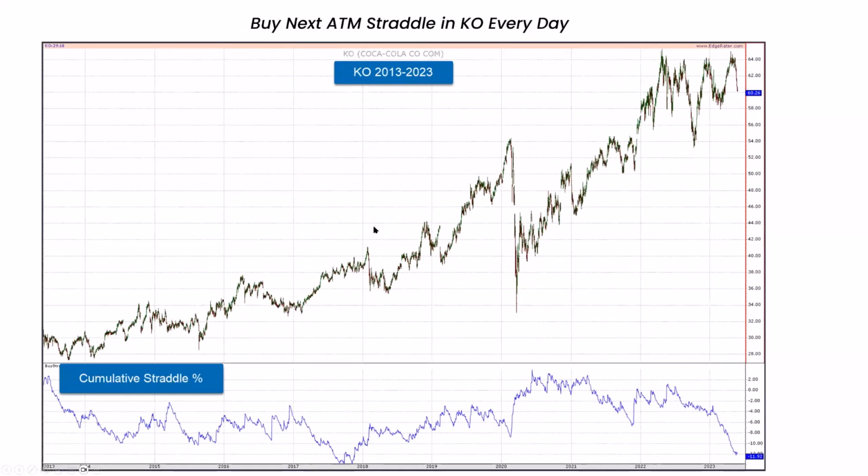And then Coca-Cola, this is your in-between. This has been going up and down. And you can see from 2023, and this is why it's the lowest on the list, in 2023 the straddles have just been fantastic for the sellers, but terrible for the buyers with this move down here. But overall, since 2013, it's been up and down.